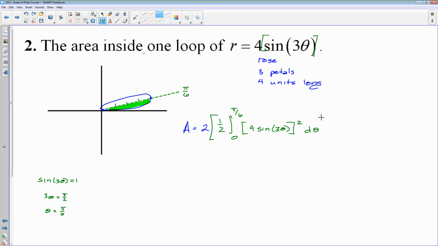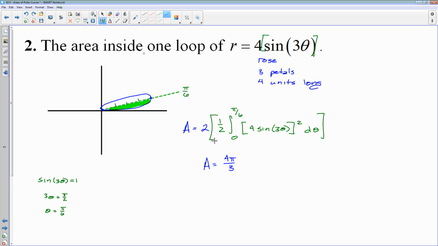And then I'll throw that in my calculator to get my answer. And when I plug that in, I got an overall area of 4 pi over 3. I don't feel like getting the decimal approximation because that's pretty sexy.